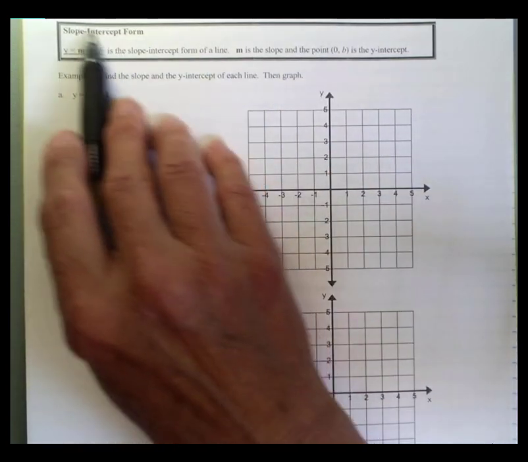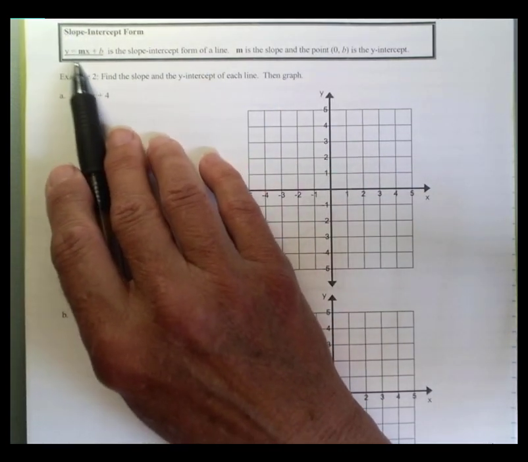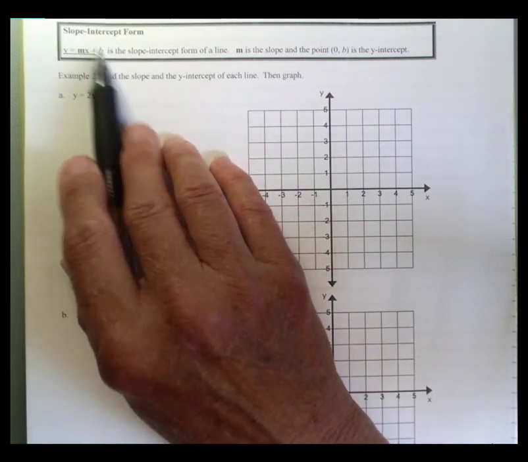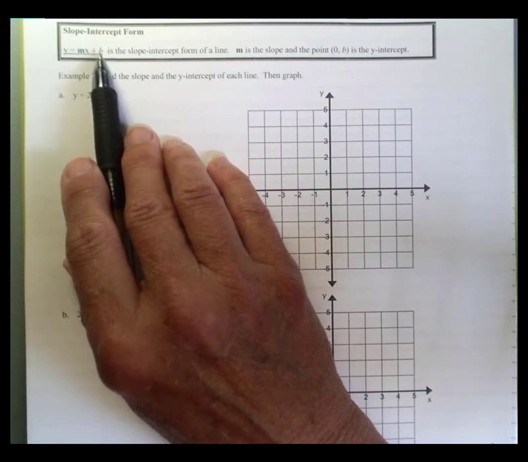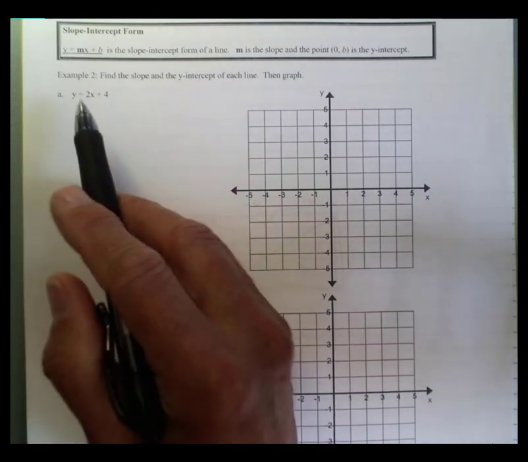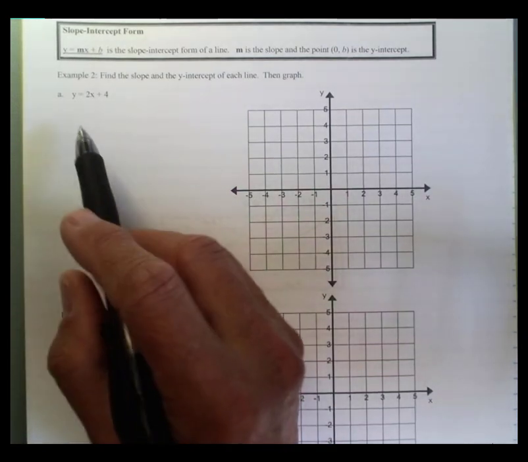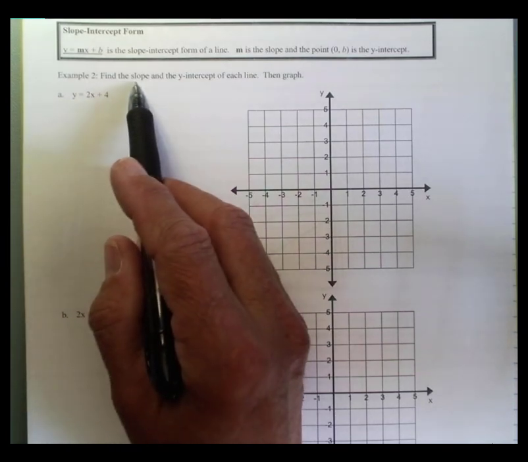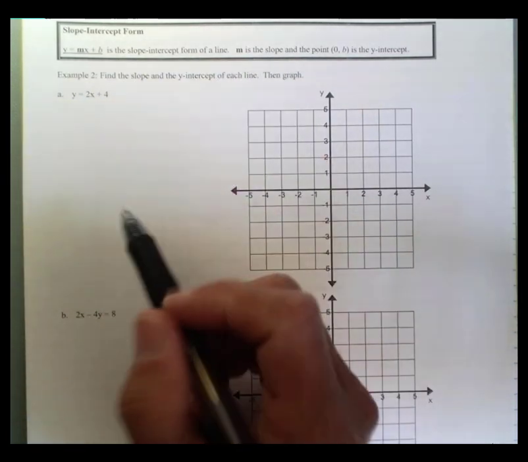So if we can get an equation into this y is equal to mx plus b format, then we know the slope, and we also know one point on the line, and that's all we really need to graph this thing. So let's take a look at this one. The first one, example 2a, is really already in y is equal to mx plus b format. It says find the slope, find the y-intercept, and graph it.